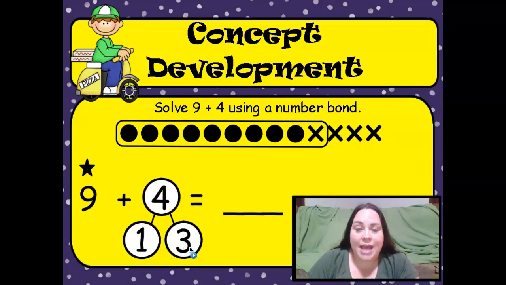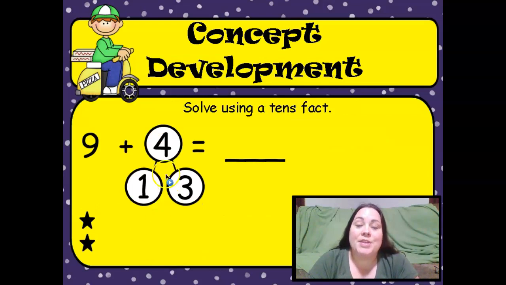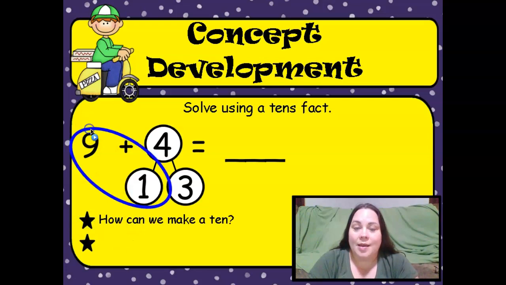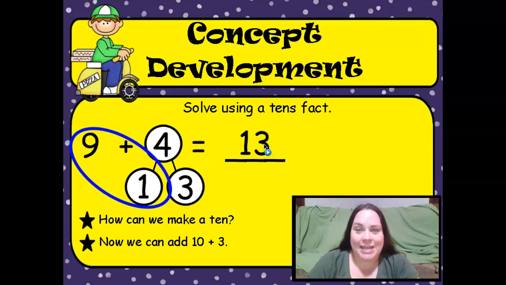Now we're going to use that number bond to come up with a tens fact. So how can we make a 10? We can make a 10 by adding 9 plus 1. And then our new problem becomes 10 plus 3, which equals 13. Very good. Let's try a couple more together. And if you want, you can do them on your slate or a piece of paper and pause the video if you need to.